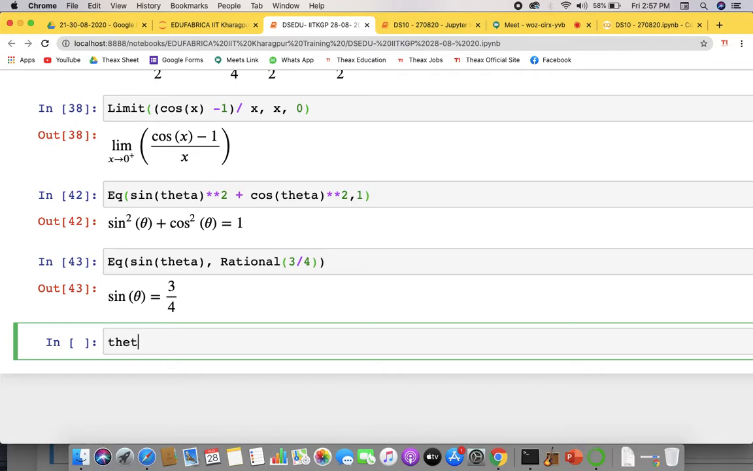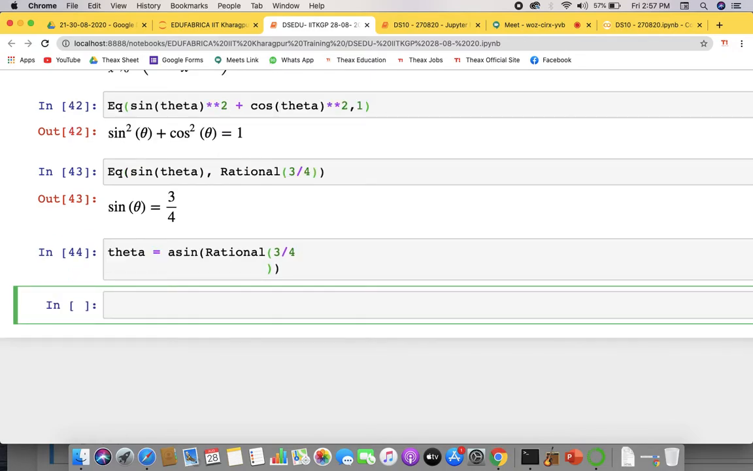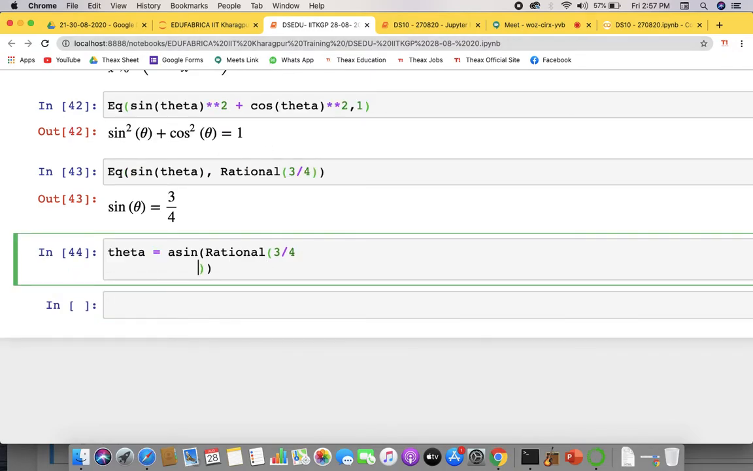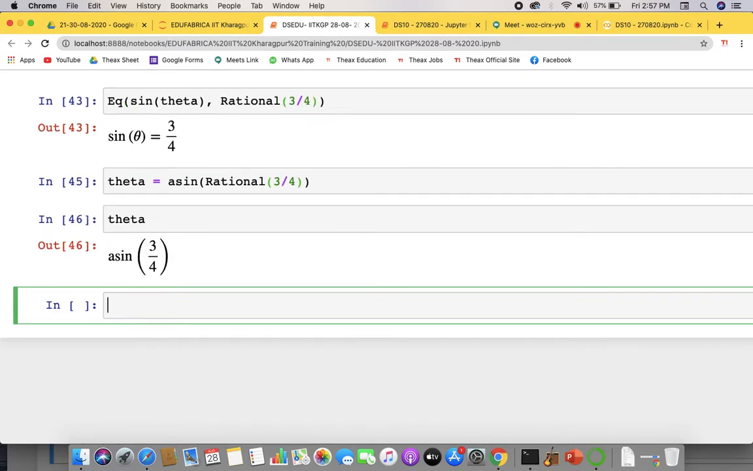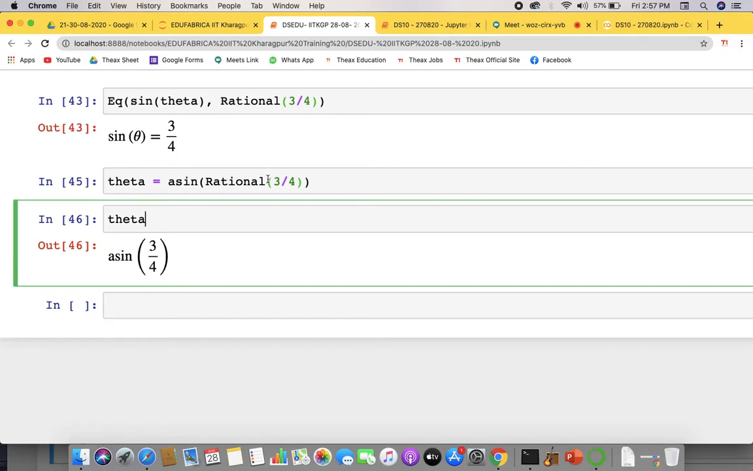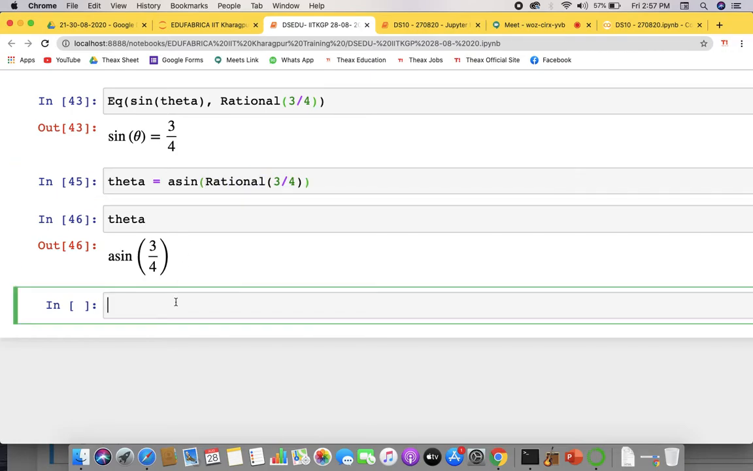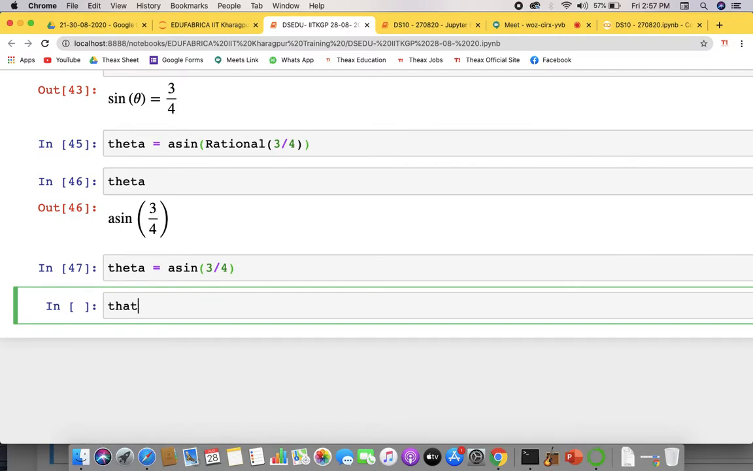We'll just write that theta is going to be the sine inverse of 3 by 4, isn't it? So theta is going to be the sine inverse of 3 by 4. So what will be the theta value? That is the sine inverse of 3 by 4. So just for seeing, I have written it there. And now you'll be getting some values in float.